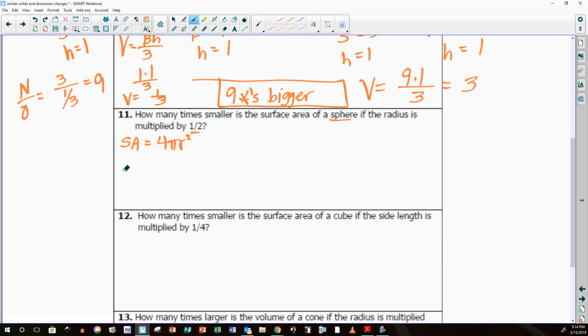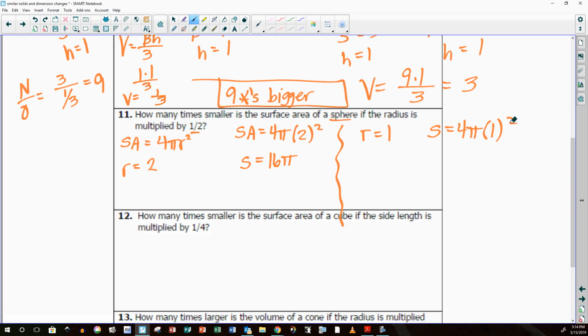All right, so first thing I'm going to do, I'm going to choose my first radius to be 2. And I'm choosing 2 because they're saying it's half, so I want to be able to take half of something without having decimals. So my original here, surface area is 4 pi r squared. So 2 squared is 4. 4 times 4 is 16 pi. And then my new one, if I take half of this, the new radius is 1. So now I've got surface area is 4 pi r squared. 1 squared is 1. 1 times 4 is 4 pi.